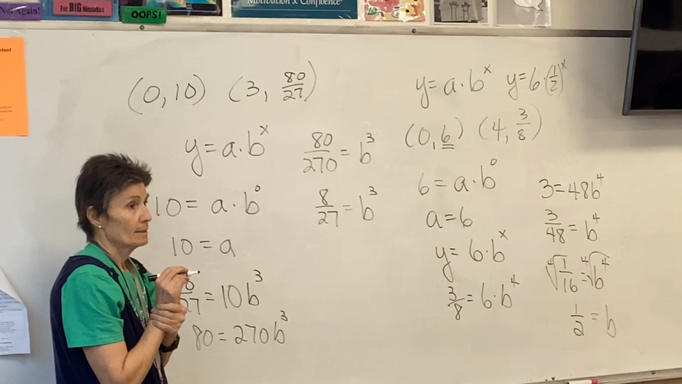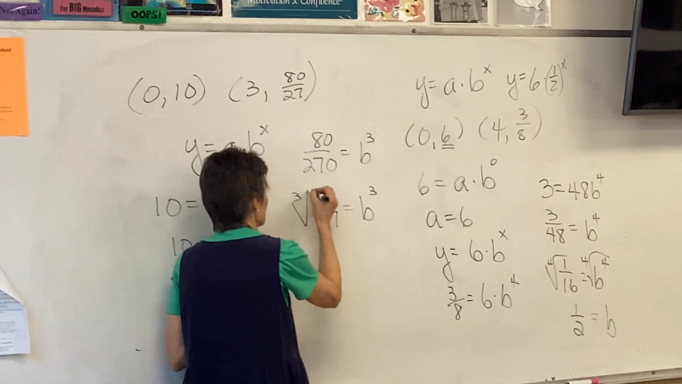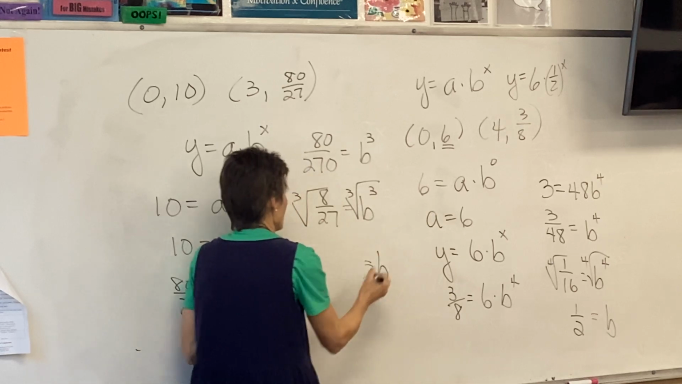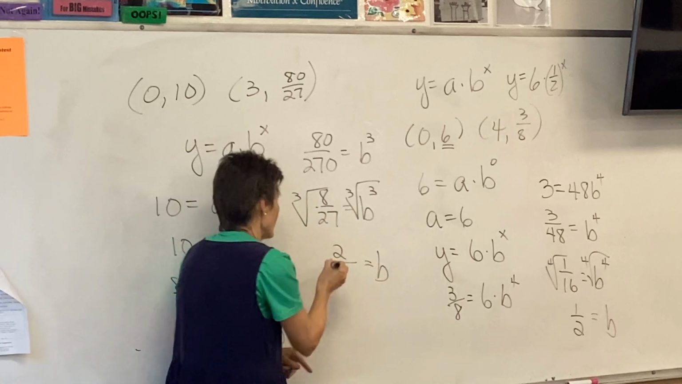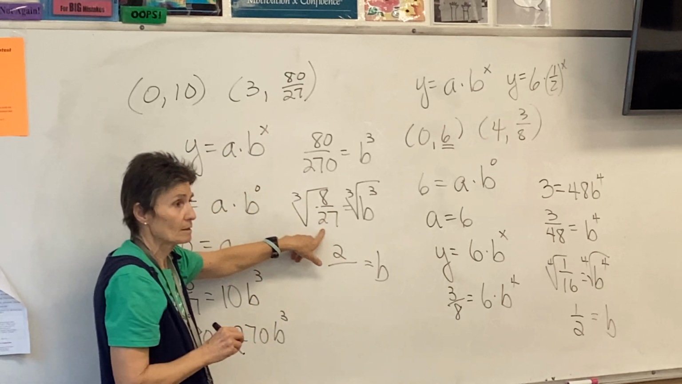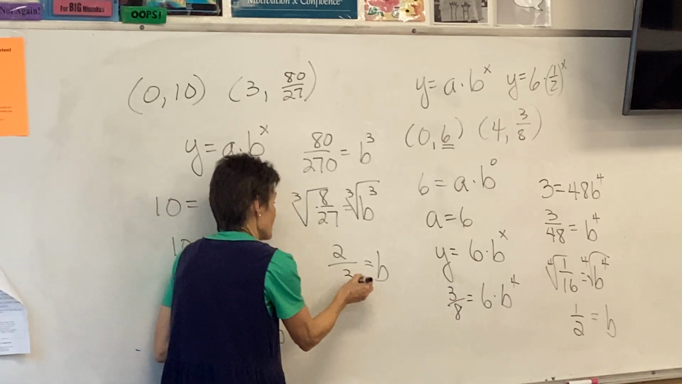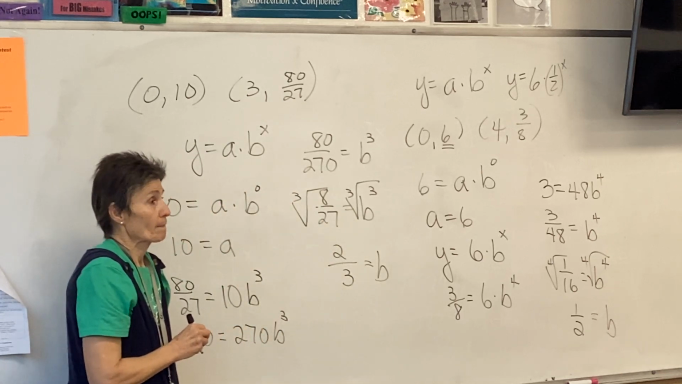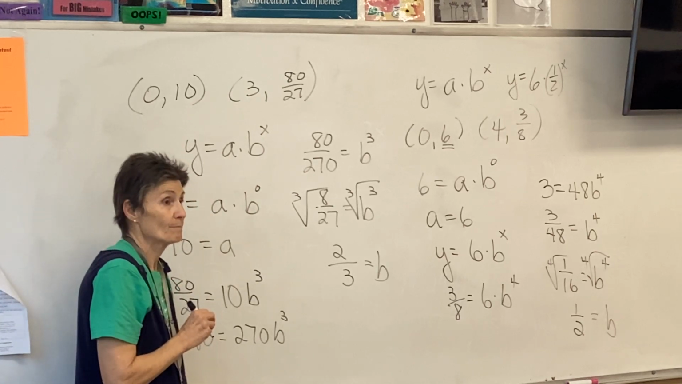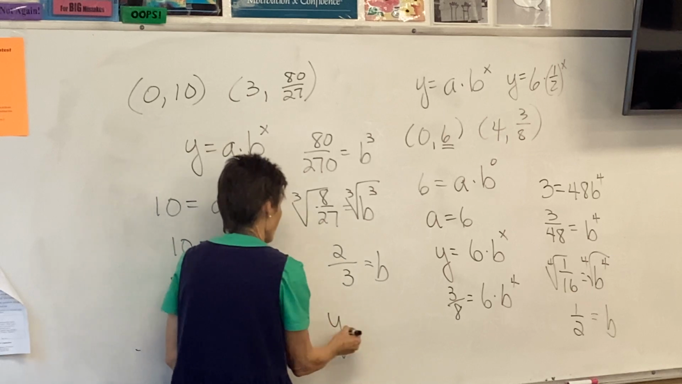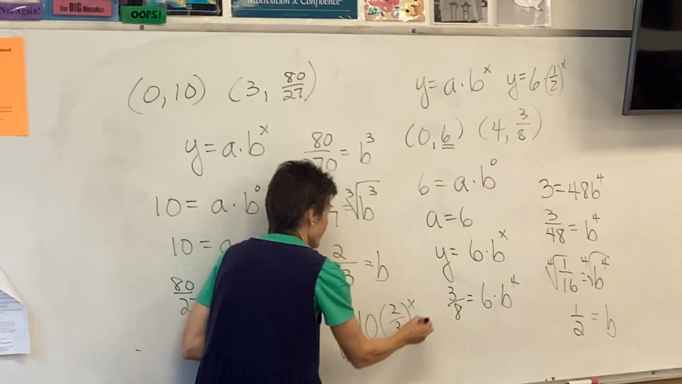Now, how do I get b by itself? What do I need to do? Cube root. Okay, you need to know these. What's the cube root of 8? 2. What's the cube root of 27? 3. 3 times 3 times 3. So b is 2/3. I'm sure you looked at those original numbers and thought, oh my gosh, but it worked out nicely. So my answer is y equals 10 times 2/3 to the x.